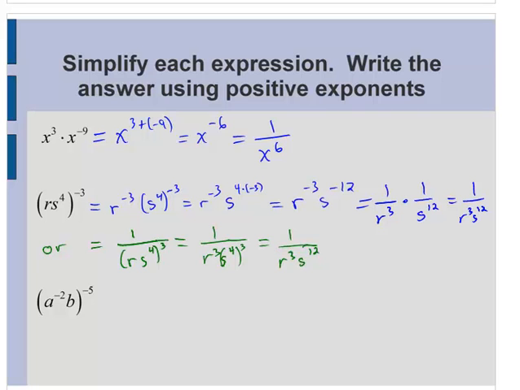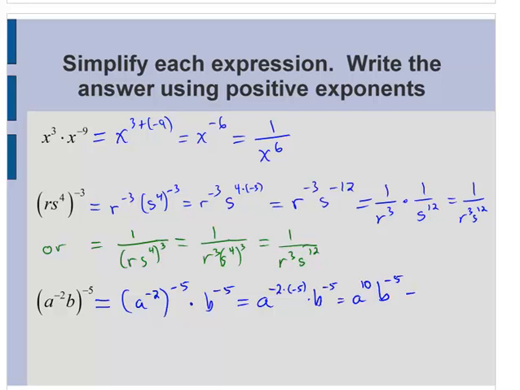I'm going to apply the product rule right away. And so I would have a to the negative second to the negative fifth times b to the negative fifth. So that would give me a to the negative 2 times negative 5 times b to the negative 5. And so that would be a to the positive 10th power, b to the negative 5th power.